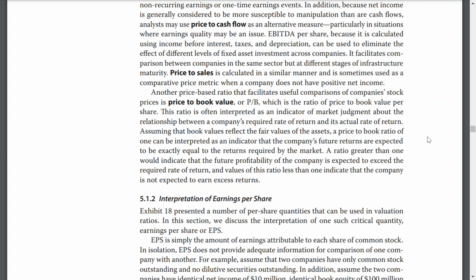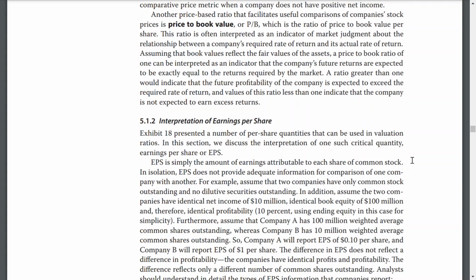A price to book ratio of 1 can be interpreted as an indicator that the company's future returns are expected to be exactly equal to the returns required by the market. A ratio greater than 1 would indicate that the future profitability of the company is expected to exceed the required rate of return. A ratio less than 1 indicates that the company is not expected to earn excess returns. Interpretation of earnings per share.